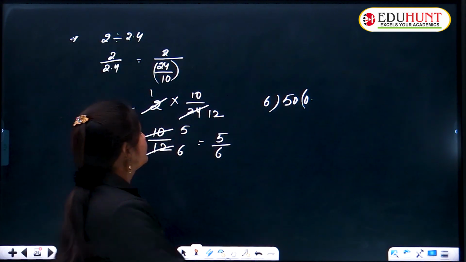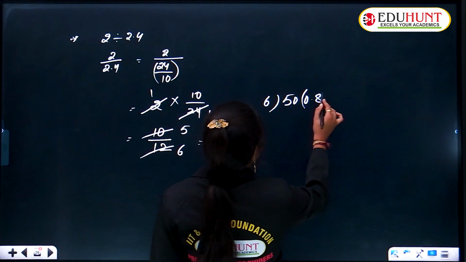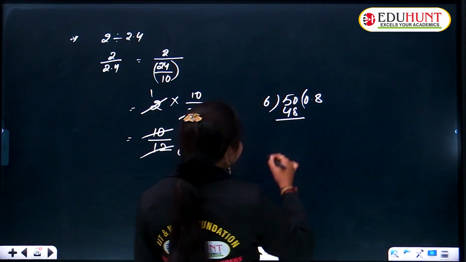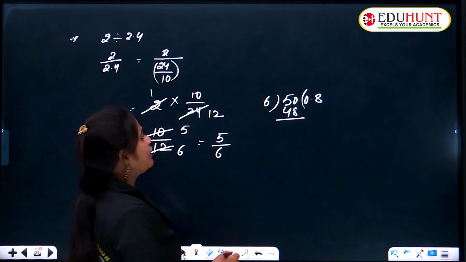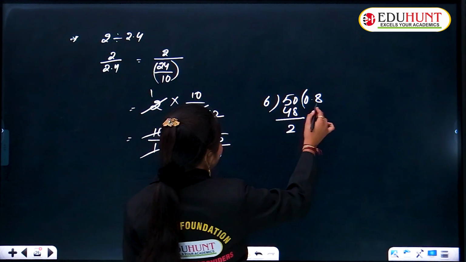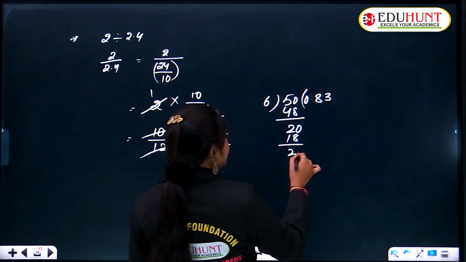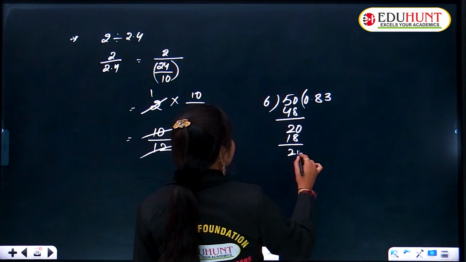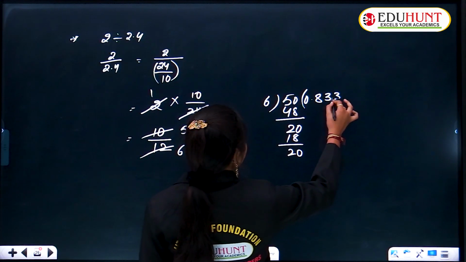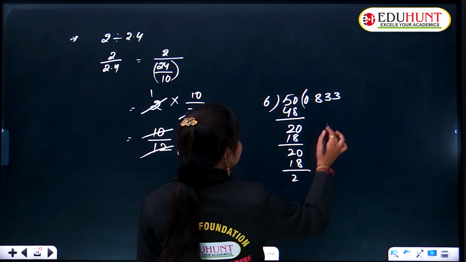Okay. 6 8s are 48. Clear, ma? Now here 50 minus 48 is equal to 2, and then 0. 6 3s are 18 and again 2. That is in continuation, no? Again you will get 6 3s are 18. Again that is in continuation.